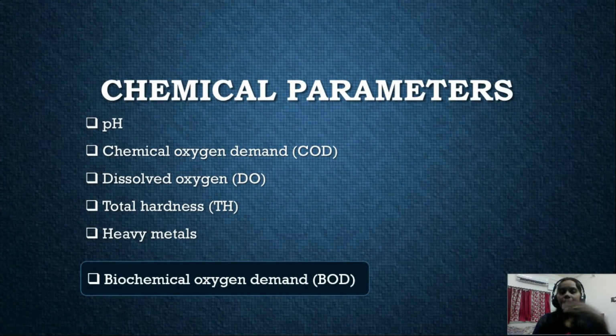Okay, so as I told you, these are some of the chemical parameters: pH, chemical oxygen demand, that is COD, dissolved oxygen, total hardness and heavy metals, and of course the biochemical oxygen demand, whatever we are discussing so far. That is very important.